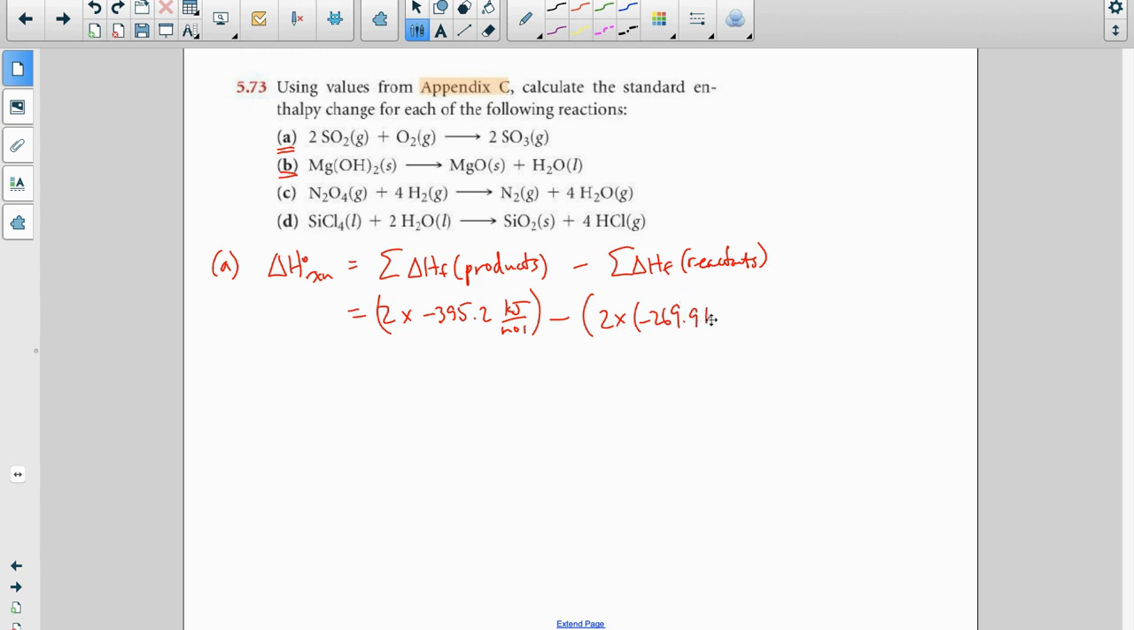So I need to put 2 times my SO2, which is minus 269.9 kilojoules. And then sum up my oxygen, but notice this is in its standard state. It's an element. So whenever you see an element, see if it's in its standard state. That means its heat of formation is 0. Makes it convenient. All right, so now, again, be careful with your signs. Make sure that you get your signs correct, and you should end up with negative 196.6 kilojoules.